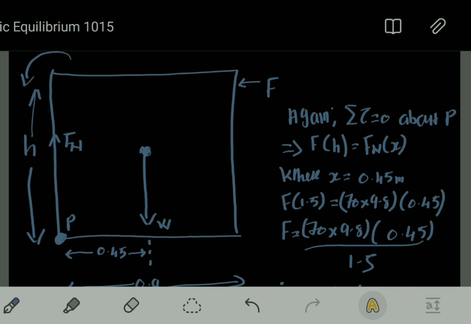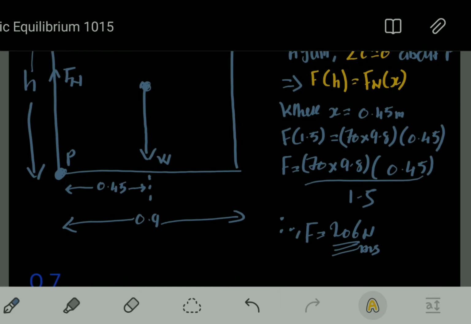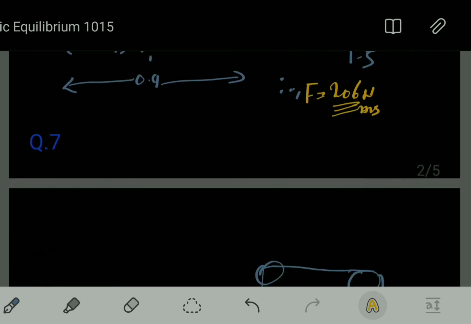We know that the sum of the torques must equal 0 about a fixed point P. Therefore we have that F times H equals Fn times x. So this is the sum of our torque. Notice that the normal force is causing a clockwise torque, therefore it is negative, and that's why it has been put to the right side here to get rid of the negative sign. So if we work this out, we are going to obtain the value of F again as 206 newtons. So we go to question 7.